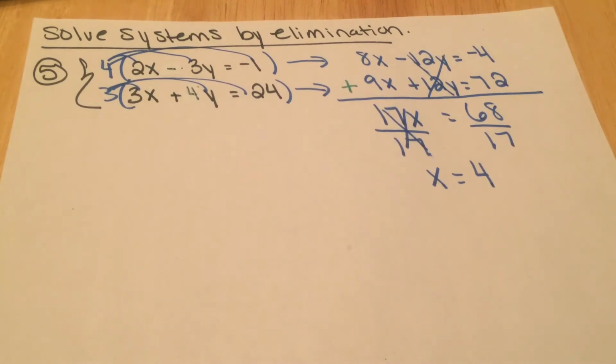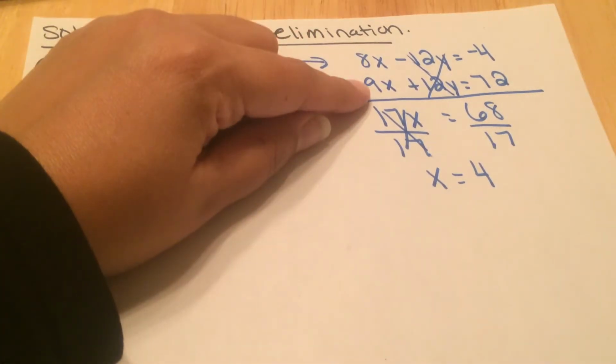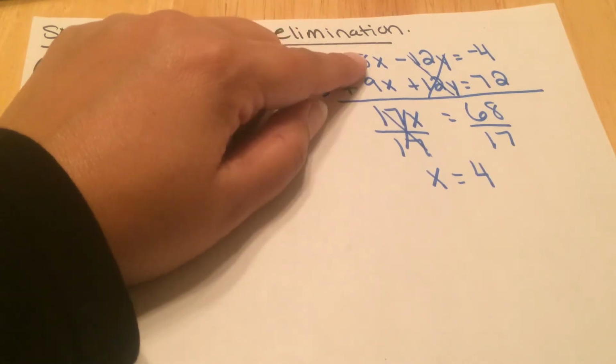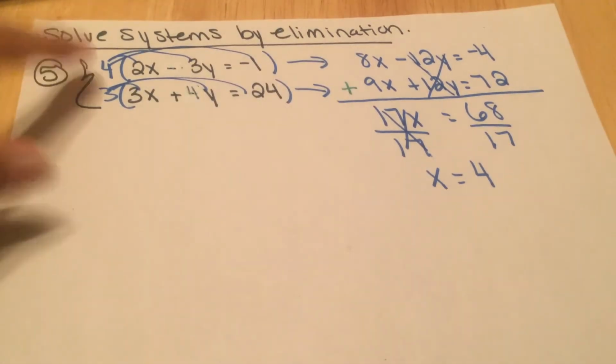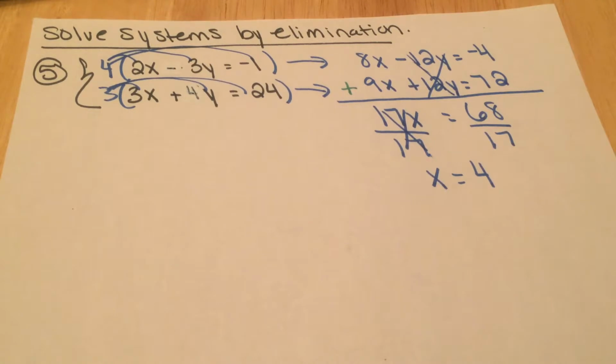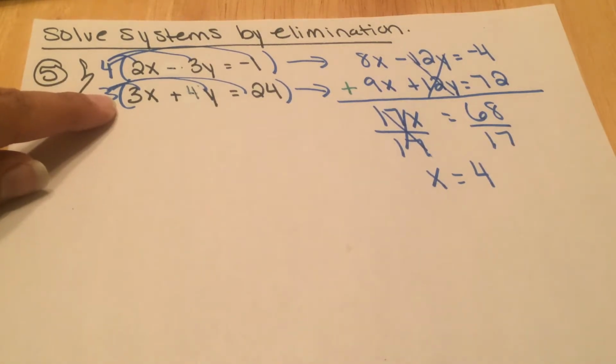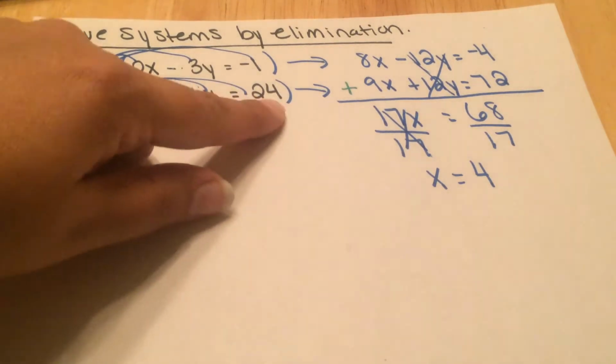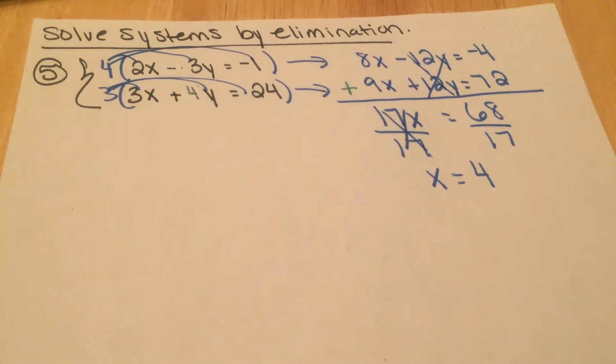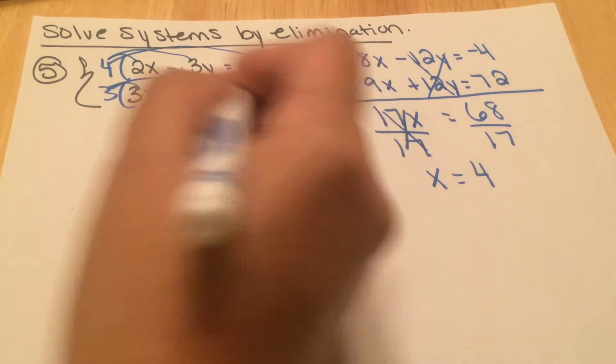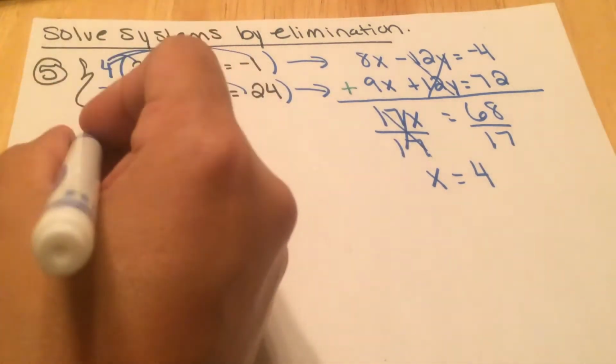Once I get my x, I can decide what I want to substitute back into. I can substitute back into my bottom manipulated, bottom original, top original. None of these look super great. I'm just going to go ahead and substitute this into my bottom equation. The reason is because I have all positive numbers here, and I kind of just want to work with that. Even though that 24 is a little large, I'm just going to deal with it.